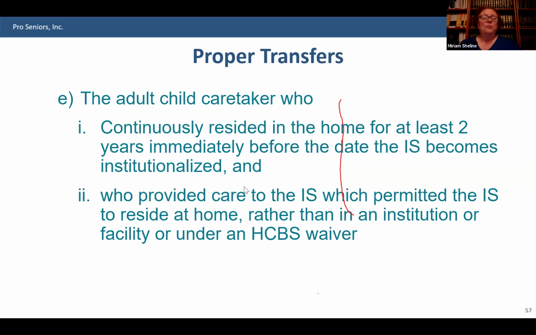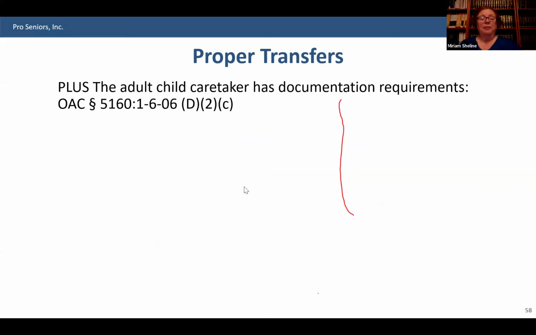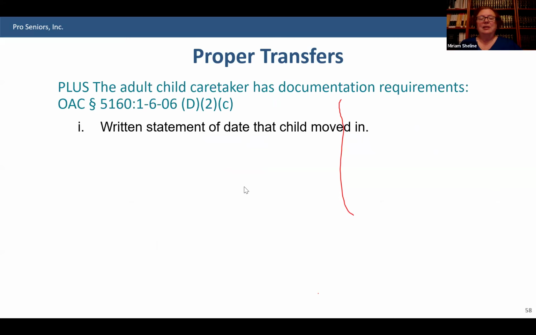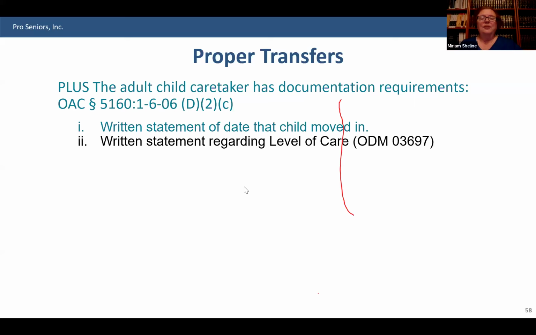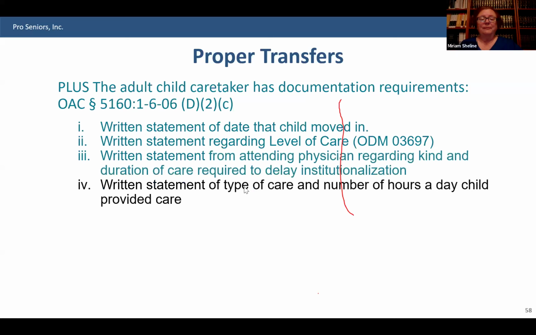So how do you prove that? Here's where the documentation becomes a problem. These are the rules now for proving or establishing that you took proper care for those 2 years. You have to have a written statement of the date that you moved in. You have to submit the level of care form dated 2 years prior. You have to have a letter from the doctor regarding the kind and duration of the care that you provided that delayed institutionalization.